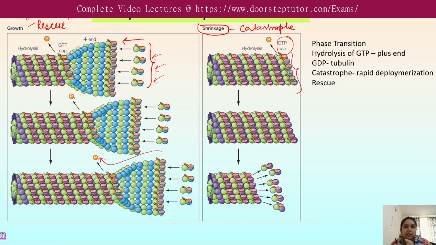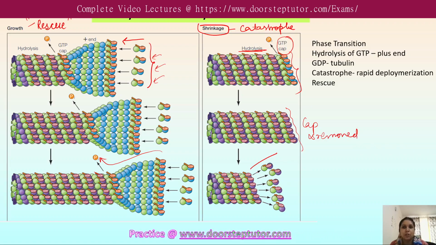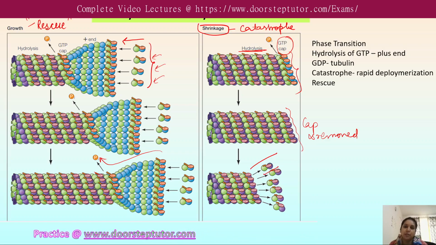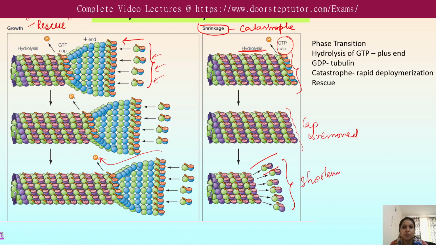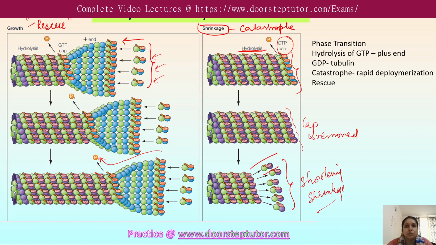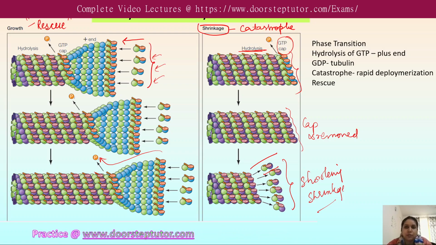As soon as this GTP undergoes hydrolysis, this cap is removed. If this cap is removed, the dissociation of the GDP molecules along with the tubulin molecules takes place, and this results in the shortening of the microtubule, which is known as the shrinkage. The hydrolysis of the GTP takes place at the plus end, because the negative ends are usually anchored in the centrosome only.